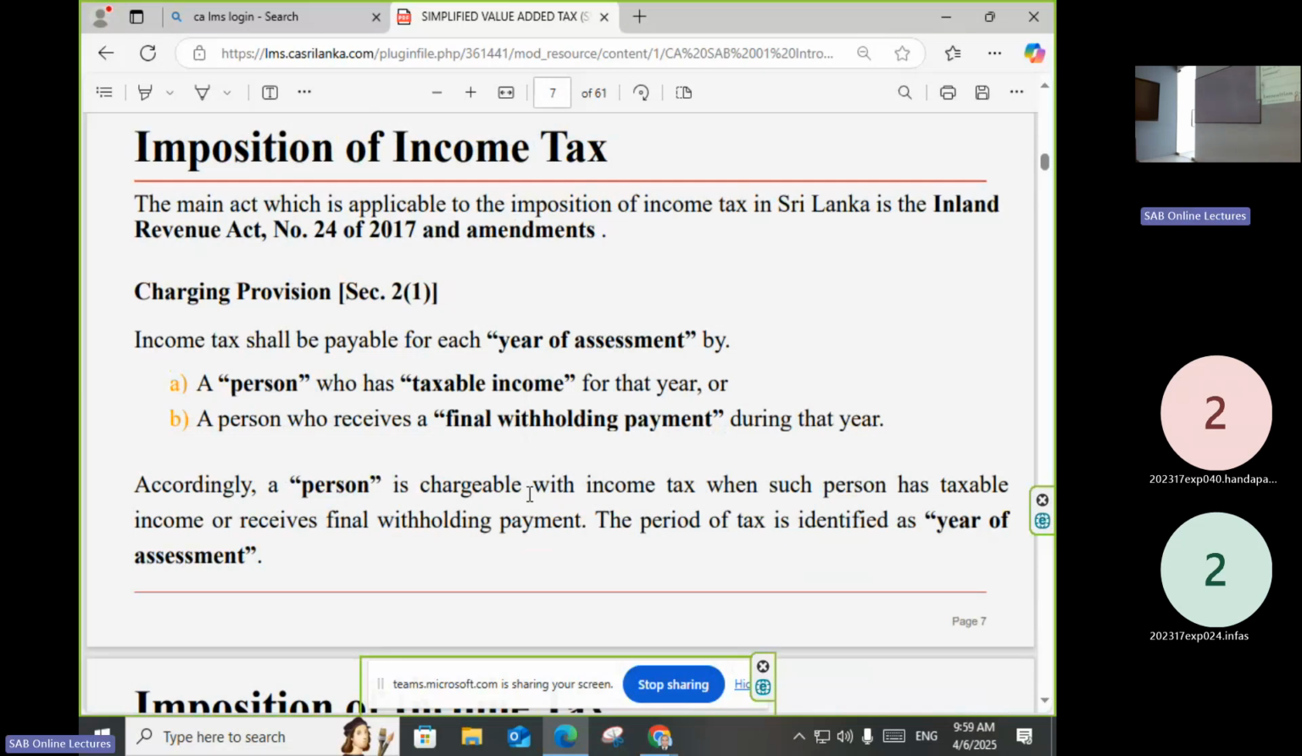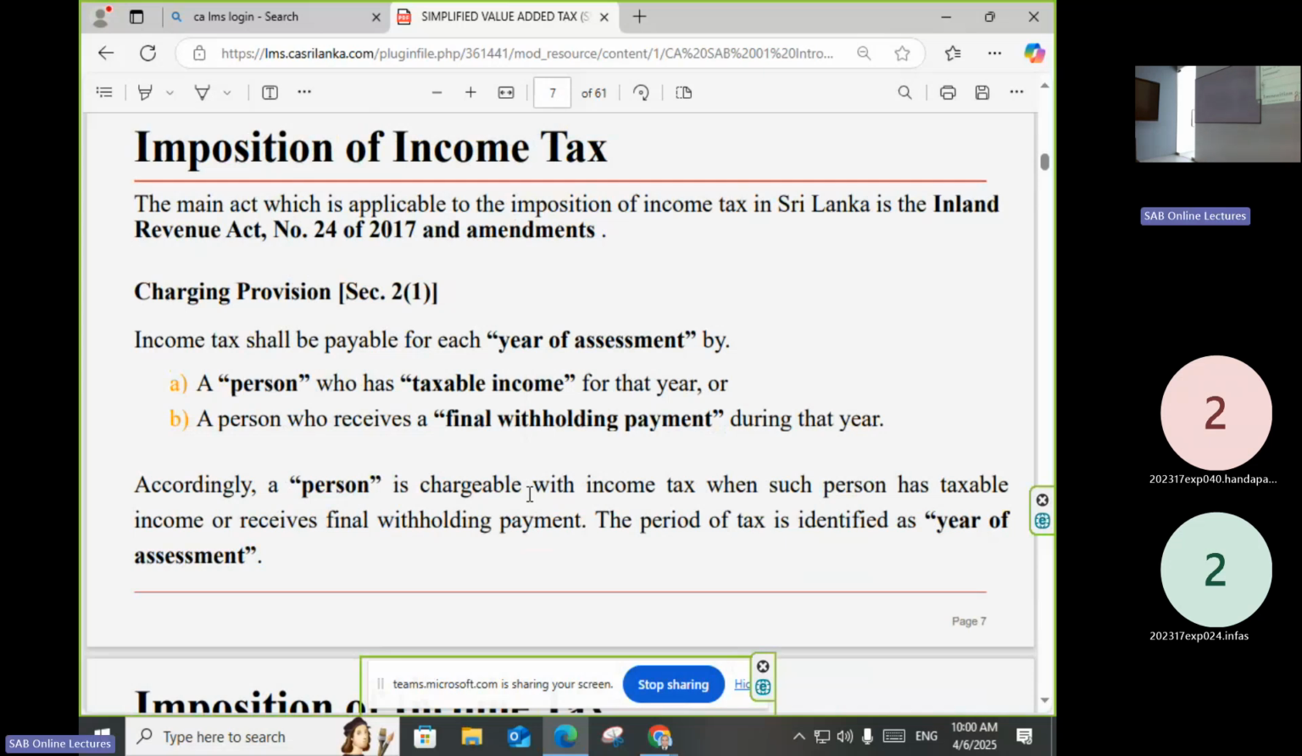And it is liable by a person. There is an interpretation for person. Who is a person? Someone who has taxable income. Just like somebody has income, we don't know what is taxable, but the law says taxable income. For the time being, we'll keep it at that. Tax is worked out for the year of assessment by a person on taxable income, the income he received. The other thing is a person who receives a final withholding payment is liable for Sri Lankan tax.